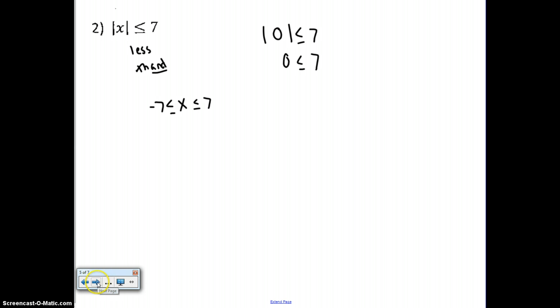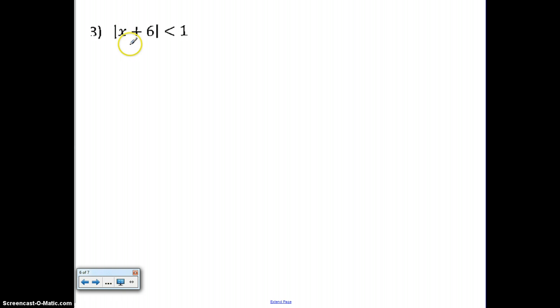So let's actually look at some that have something other than x inside the absolute value symbol. This is a less than inequality. So that means that whatever's in between the absolute value symbols is going to be in the middle. X plus 6 is going to be in the middle of two symbols. It's going to be less than 1, but it's going to be larger than negative 1. So it's going to be in between the negative form of what's on the other side of the inequality and the positive form. And all we're doing is just solving for x.